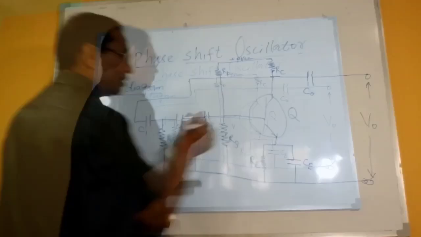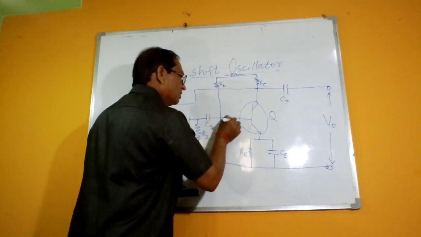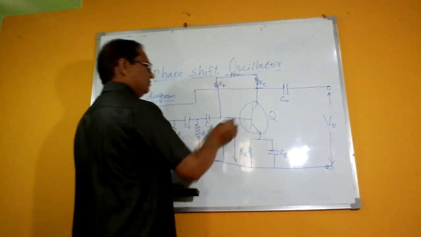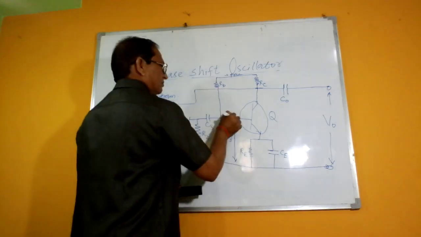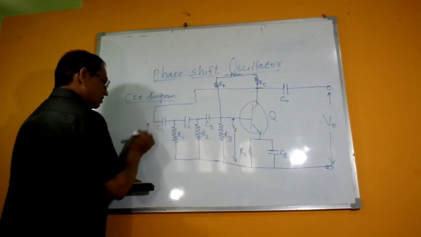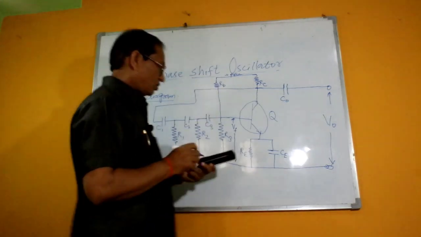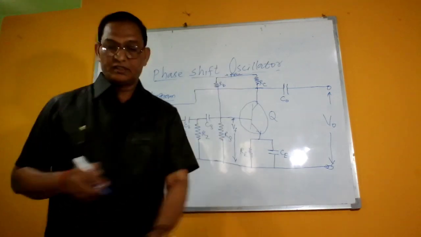And here the voltage which is to be supplied to this one will be the VF, feedback voltage, across the base of the transistor. So here we are going to measure the voltage VO, the same voltage which we are getting across this one. This is the circuit diagram to study the phase shift oscillator.